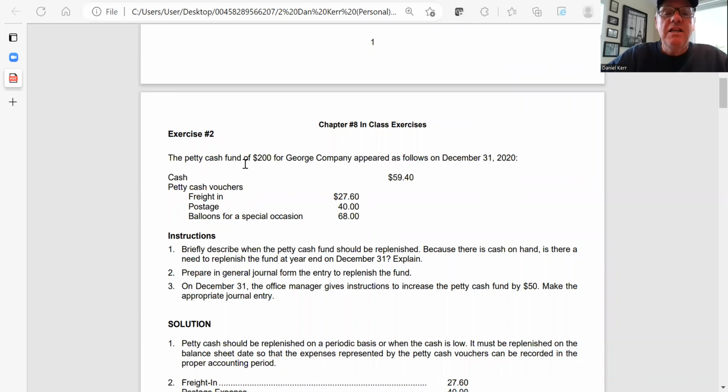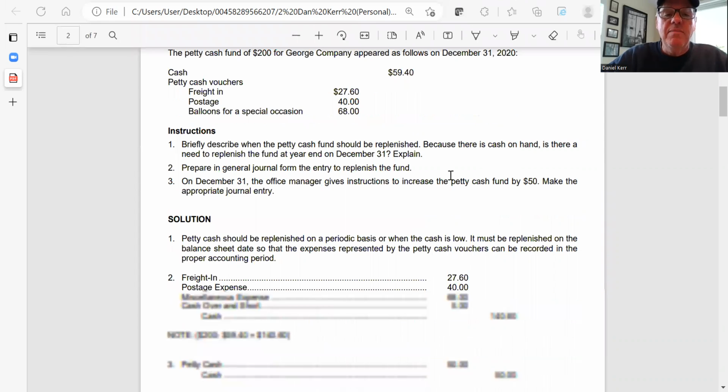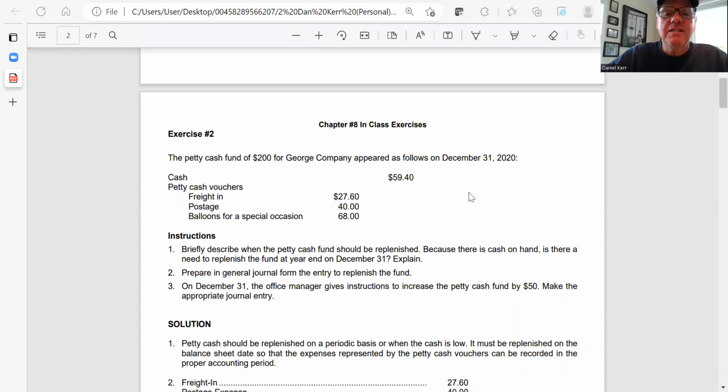So they tell us that we established a fund for $200, and that fund was set up. And then they tell us that it was time to replenish the fund. They counted the cash in the drawer, and there was $59.40.